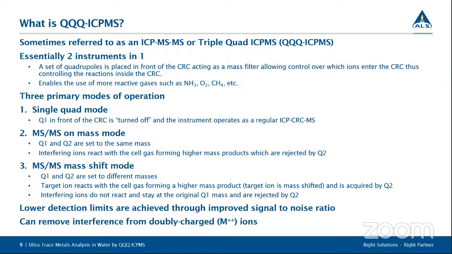And then the lower detection limits available on the triple quad are mainly achieved through improved signal to noise ratio. And as it says at the bottom here, by using these modes, you can effectively remove interference from doubly charged ions. So the next few slides will cover a couple examples of how the on mass and mass shift modes work on the triple quad.